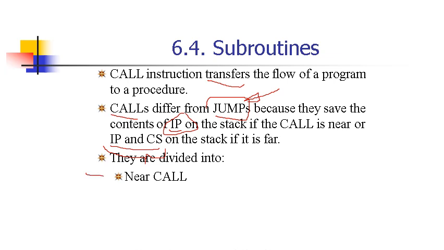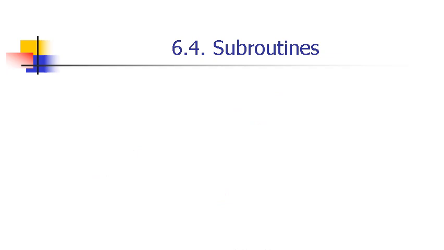And again, you have to differentiate between a near call, where you store IP inside your stack memory segment, and you place a new IP in your instruction pointer to tell the program where to start your subroutine at. This is a near call. You need only to modify your IP. While in a far call, you need to modify both your IP and CS, and you need to save both your IP and CS inside your stack memory segment.